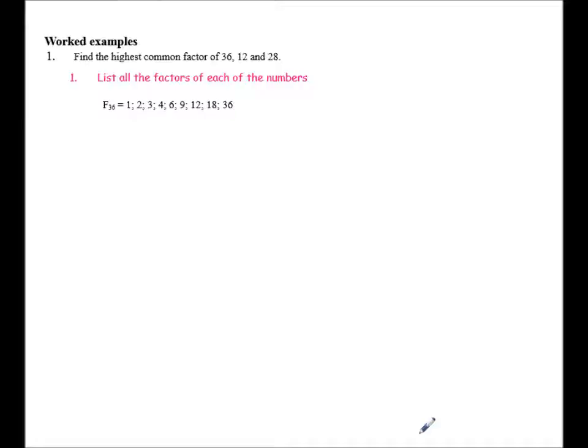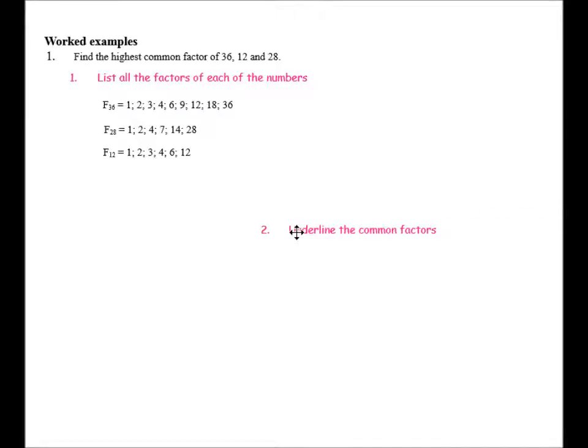And remember, a way to make sure you've got all the factors is you say 1 multiplied by 36 is 36, 2 times 18, 3 times 12, 4 times 9, and then obviously 6 times 6. So I know that I have all the factors listed there. I do exactly the same with the other two numbers. So the factors of 28 are 1, 2, 4, 7, 14, and 28. The factors of 12 are 1, 2, 3, 4, 6, and 12.